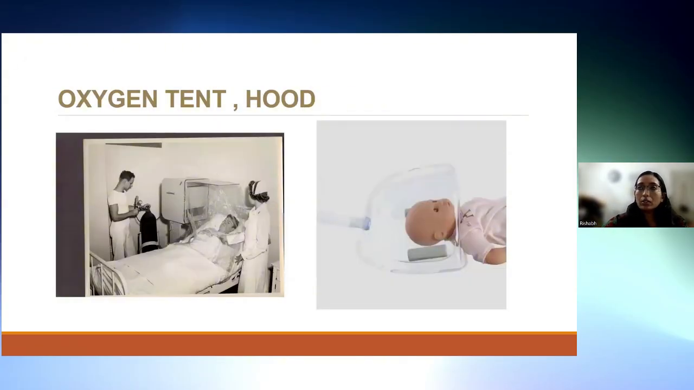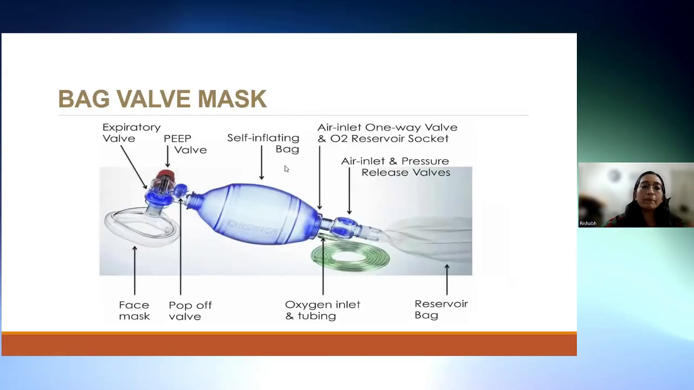So these are other devices. There was an oxygen tent. This is how oxygen was delivered many years before. Even now, oxygen hoods are used, especially for children. And these hoods had also become very popular during the COVID period, where it becomes very comfortable using the hood to deliver oxygen to the patient.